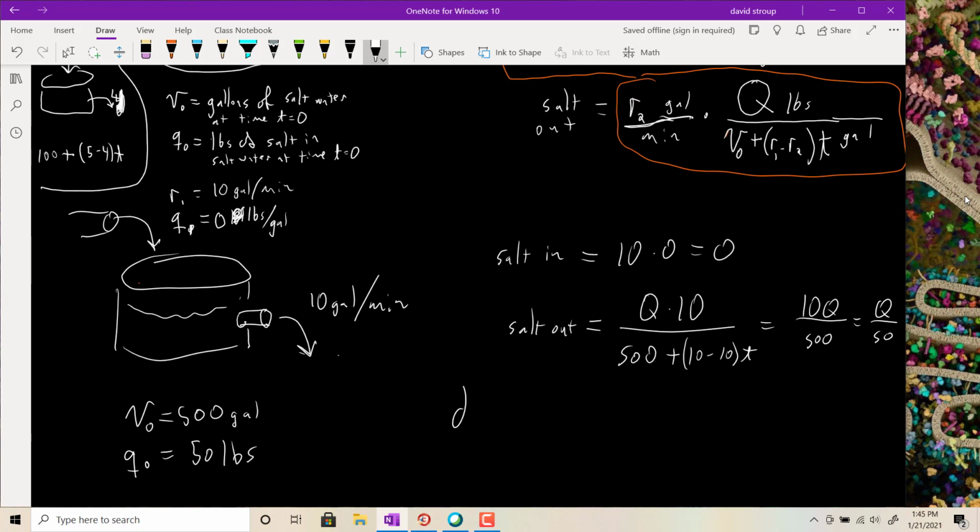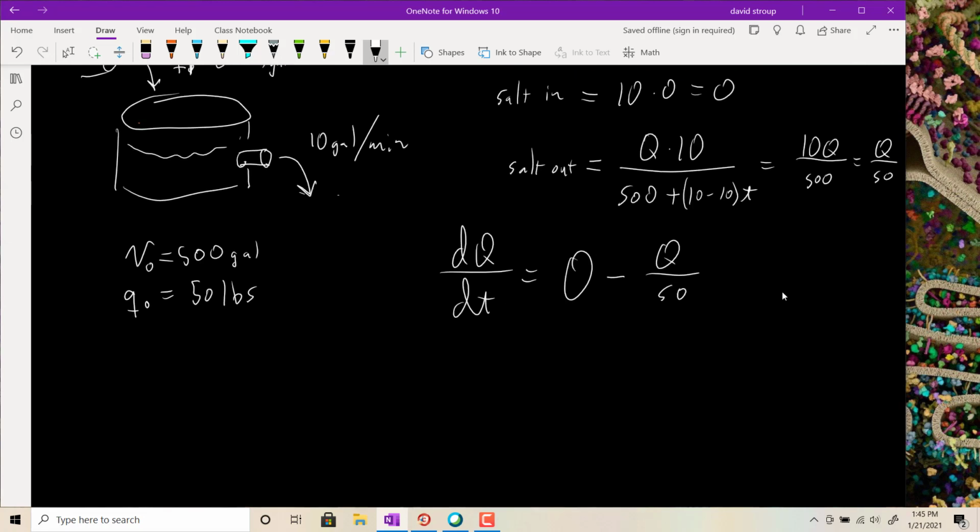And so our differential equation, dQ/dt, is just going to be salt in, which is 0, minus salt out, which is Q over 50. And then we just solve that differential equation to get our formula. So I have dQ/dt equals negative Q over 50, and integrate both sides.